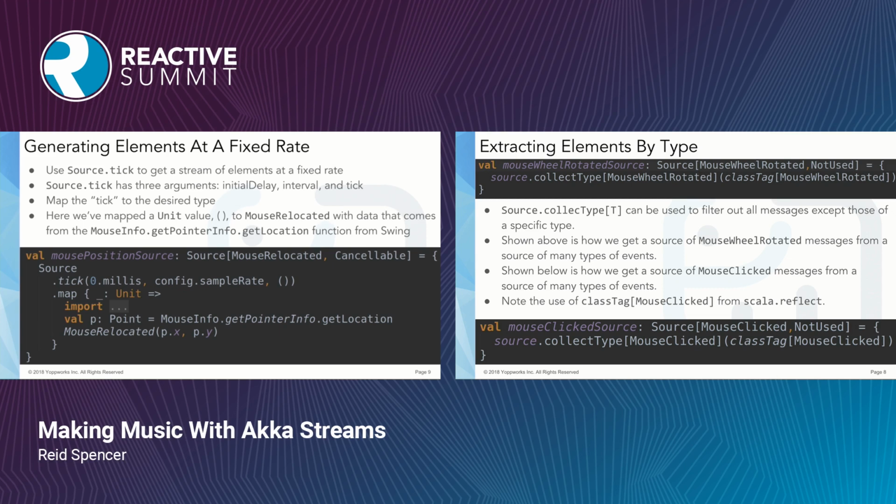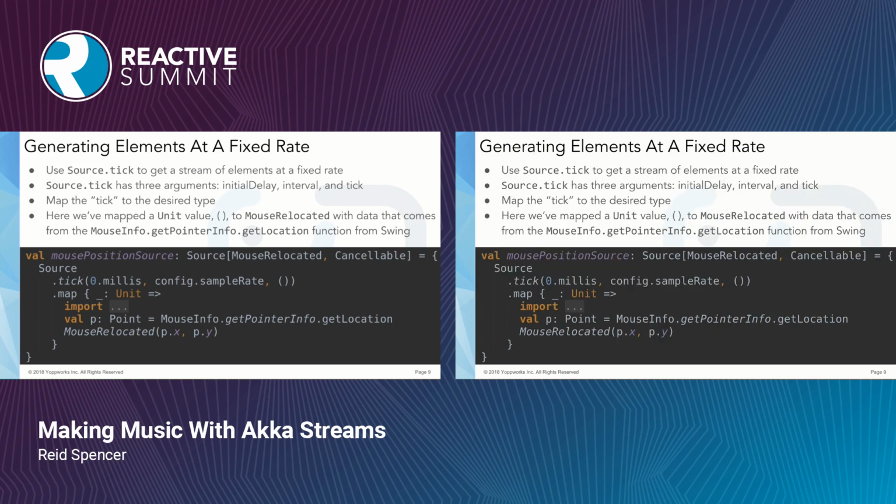The event is a Unit. It's nothing. It's null, essentially, if you're not a Scala programmer. And that's those two closed parentheses, the last parameter to tick. The other two parameters are how long to wait initially and how long in between each tick. Okay, so I've got a configuration value that I can control, and it's config.sampleRate. In this program, I have that set to 100 times a second. So every millisecond, I'm going out and getting the mouse position.